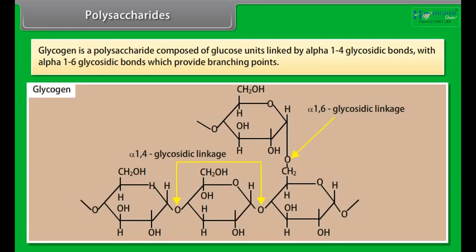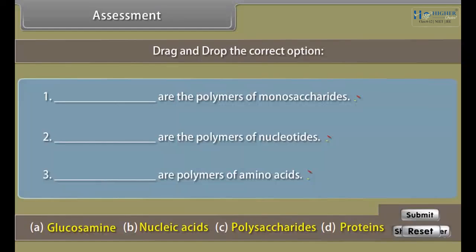Glycogen is a polysaccharide composed of glucose units linked by alpha-1,4 glycosidic bonds with alpha-1,6 glycosidic bonds, which provide branching points.